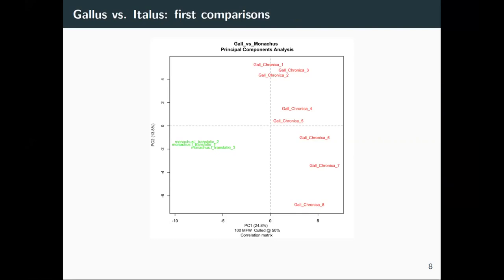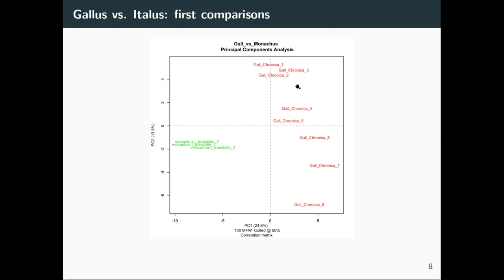And this is the very first glance at the two texts. There is no comparison to other texts, but you can see that there is a distinct cluster for Translatio Nicolai by Monachus Litorensis, so the monk of Lido, and Gallus Anonymous's Chronica is being split. But what's totally interesting here is that the split goes down the particular parts of the book, or particular parts of the chronicle.